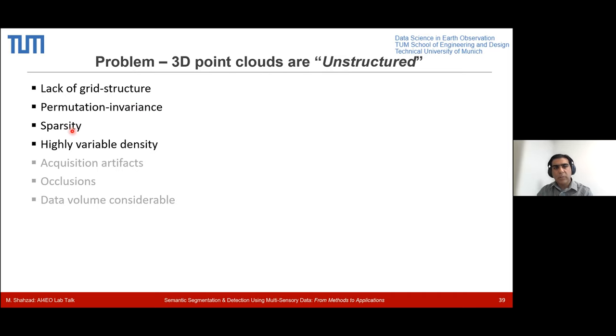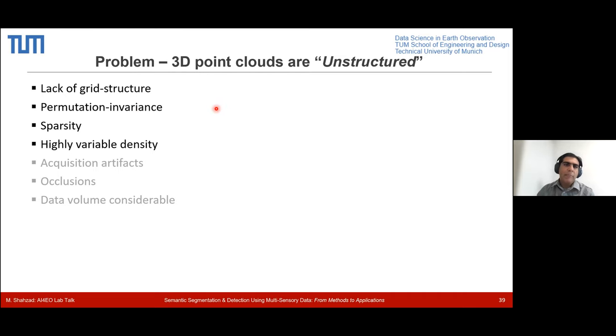There were also other problems. Point clouds sometimes are sparse and sometimes have variable density, and there are other aspects like occlusion and unstable data volume. So these are some problems which actually limited the earlier application of deep learning on 3D point clouds.